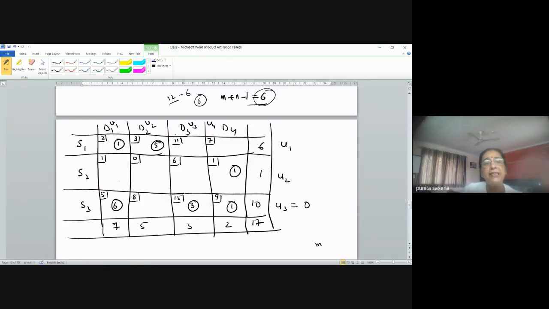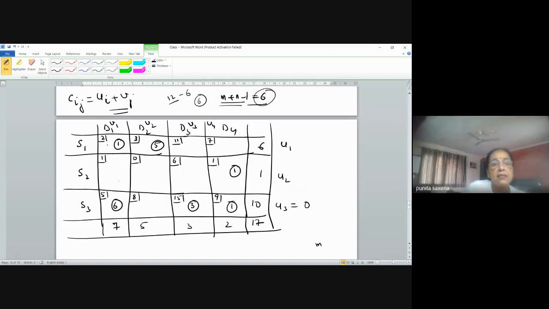Fine. अब कितनी रह गई? We need to compute 6 unknown constants. And how many equations are we going to get? 6. Why? Because there are 6 occupied cells. हमको relation क्या use करना है? That Cij is equal to Ui plus Vj for every occupied cell. Are you getting the point now?